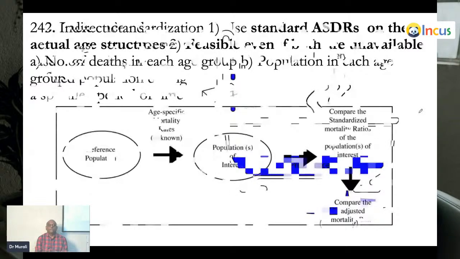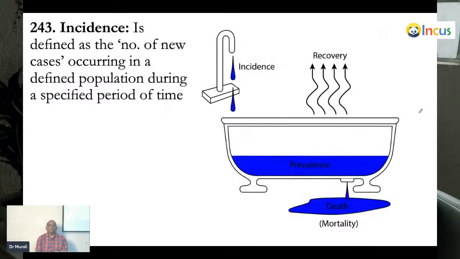Now, incidence. What is the meaning of incidence? Number of new cases occurring in the defined population in a specified period of time is called incidence.